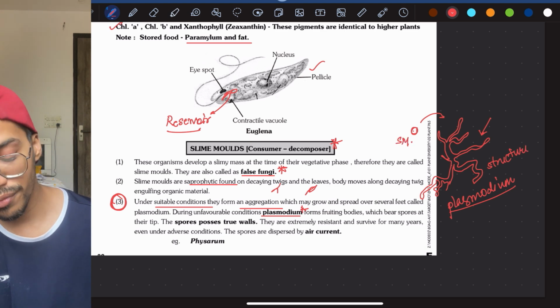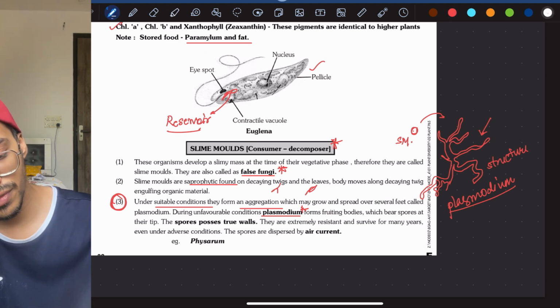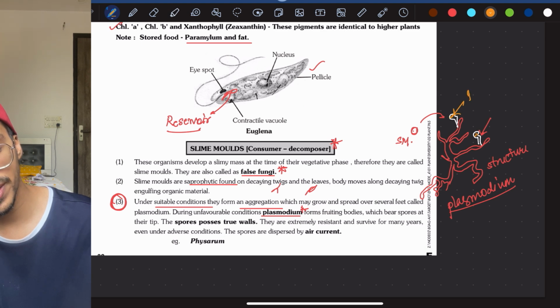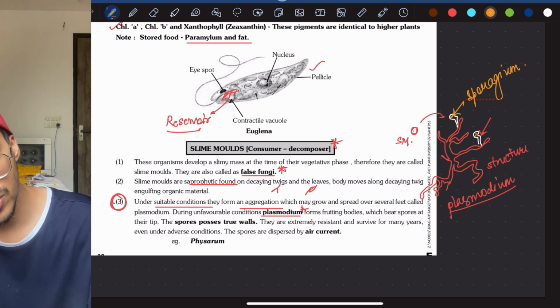Now what will happen? They will make the fruiting body. Fruiting body means the same thing which I have told you, like they will make something like this, and inside this body what is present? Spores are present. So this fruiting body is called a sporangium. Now these features of the fruiting body are very important. The fruiting bodies bear spores at their tips.